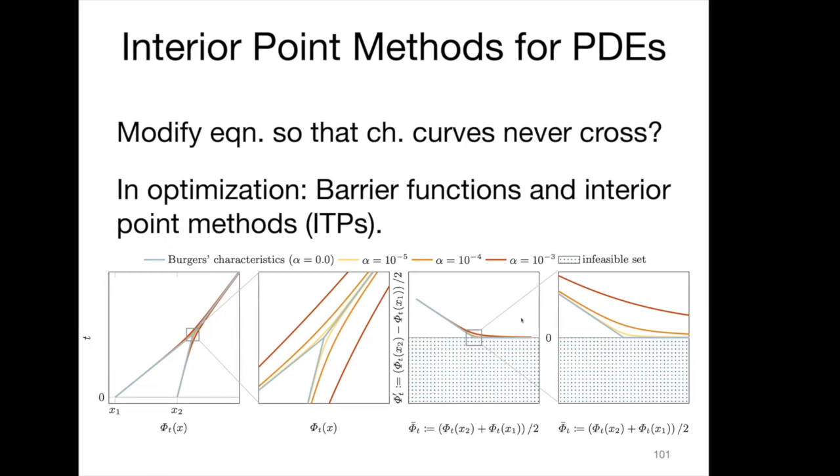And we know from optimization that there is a class of methods that does this, that preserves strictly feasible iterates throughout the optimization process, which are interior point methods. And so the idea is that we want to develop interior point methods for PDE, so interior point methods for the Euler equation that preserve the long-term asymptotic behavior of these particle paths, while at the same time avoiding actually hitting the boundary, so preserving strict feasibility.